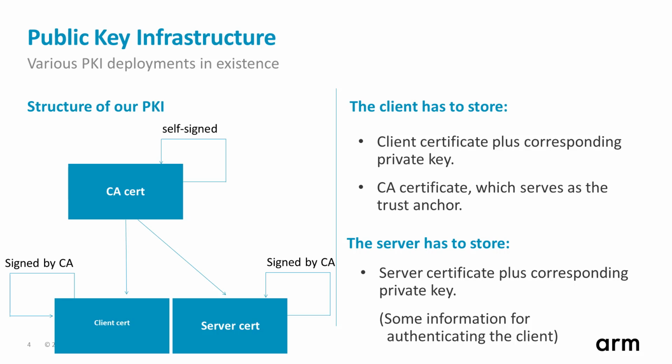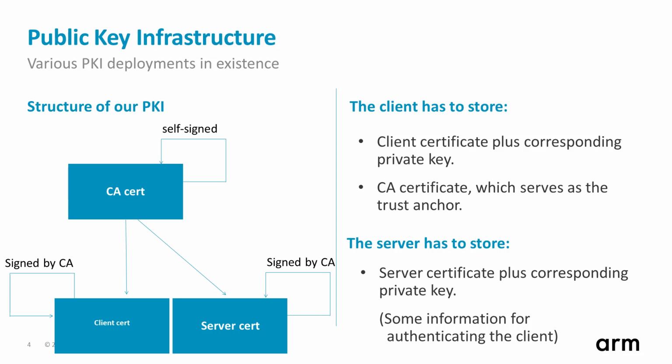In fact, it would be a mistake to apply the web PKI model to the IoT environment since the communication patterns are very different. There are many different PKI deployments, and we use one with a single CA that signs both client and server certificates, as shown in this figure. For this purpose, we have to create a CA certificate that serves as a trust anchor. The CA certificate is self-signed. Then we use the CA key to create the client and the server certificate, which are illustrated below here.